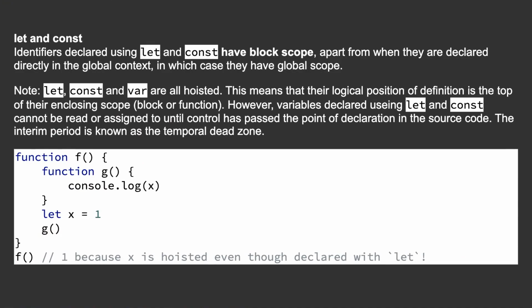Let and const. Identifiers declared using let and const have block scope, apart from when they are declared directly in the global context, in which case they have global scope. Note: let, const and var are all hoisted. This means that their logical position of definition is the top of their enclosing scope, block or function. However, variables declared using let and const cannot be read or assigned to until control has passed the point of declaration in the source code. The interim period is known as the temporal dead zone.